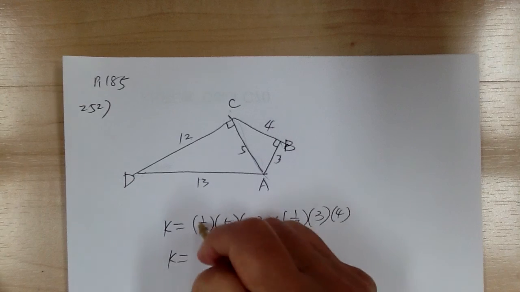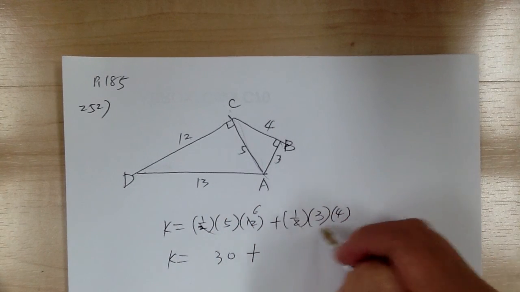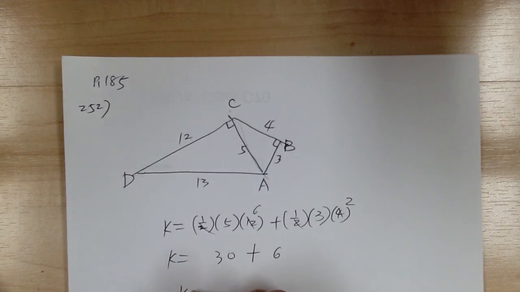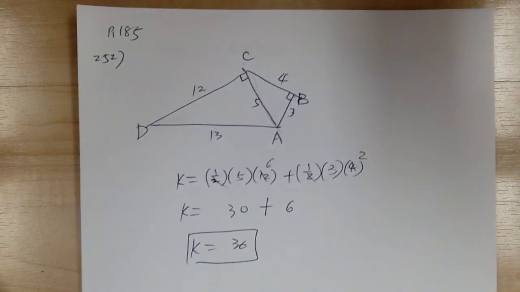So K will equal 30 plus 6. So area will be equal to 36. Okay.